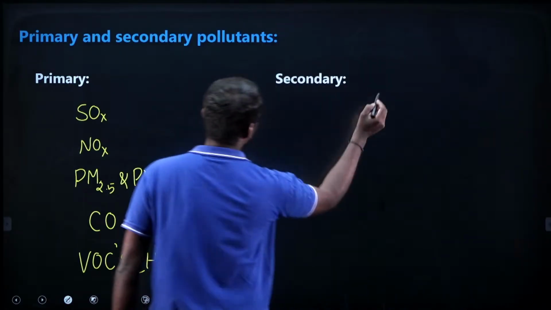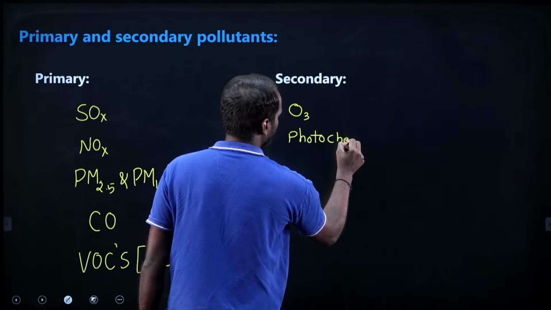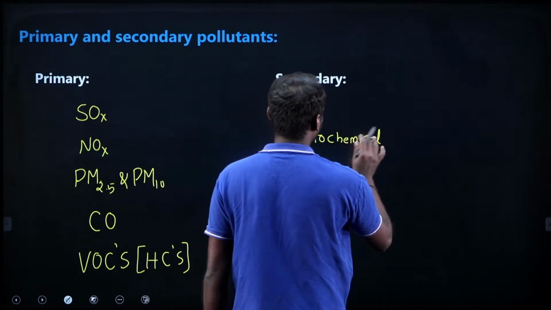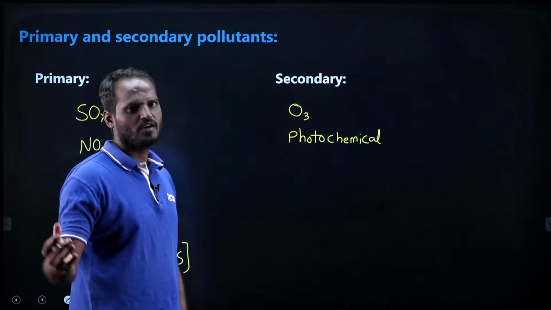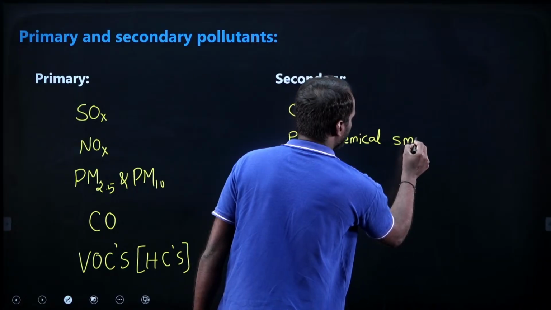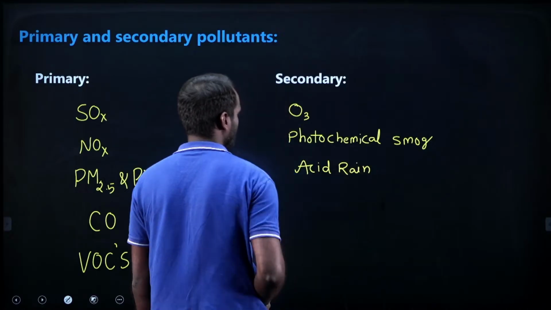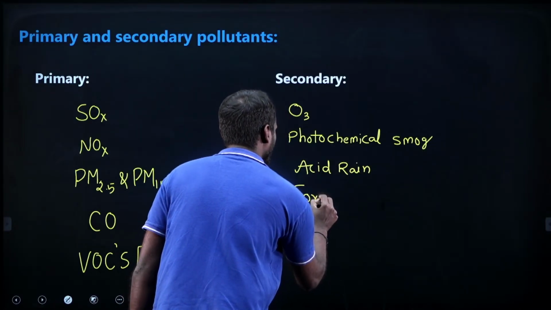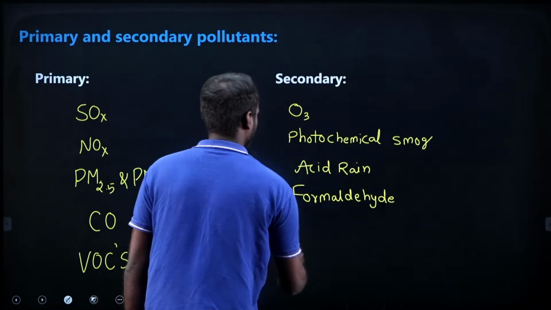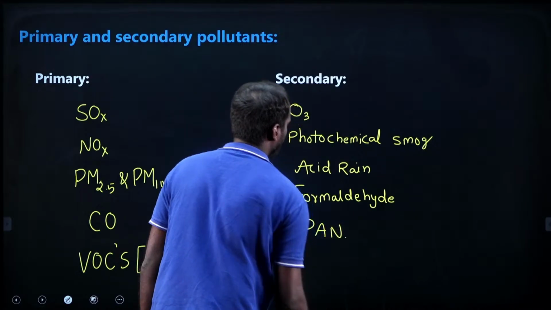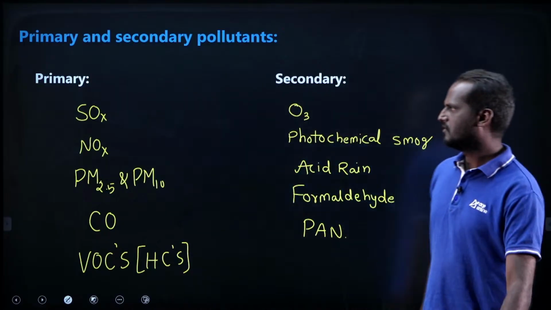What are the secondary pollutants? We have ozone, O3, and photochemical smog, right? Have a quick recap of all the secondary pollutants. It is a very important question. Many times they may ask you, even in GATE, about primary and secondary pollutants. Photochemical smog is a secondary pollutant, as well as acid rain. Formaldehyde is also a secondary pollutant. Any other? We have peroxyacetyl nitrate, PAN, which is also a secondary pollutant, right? These are the various secondary pollutants we have. This is the list. Okay, next question.